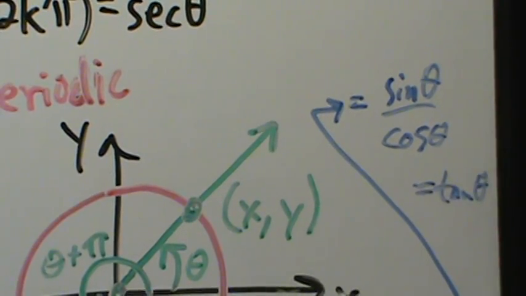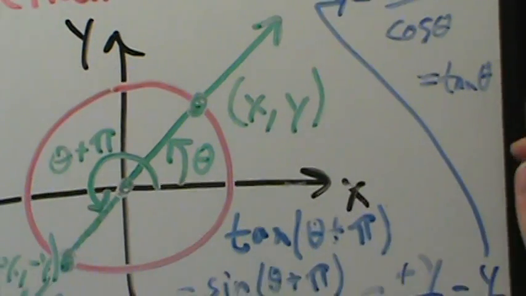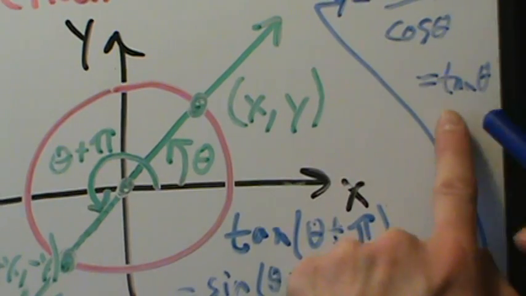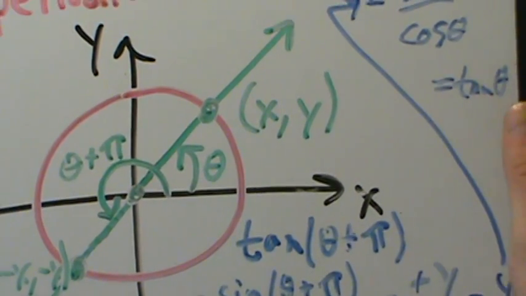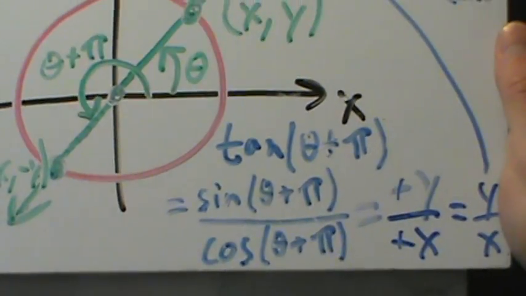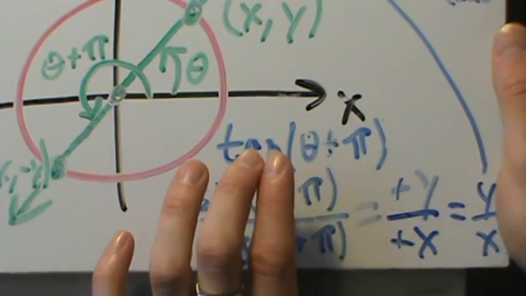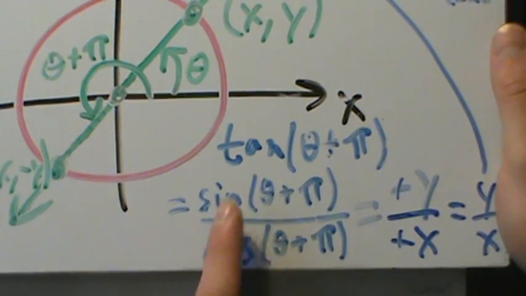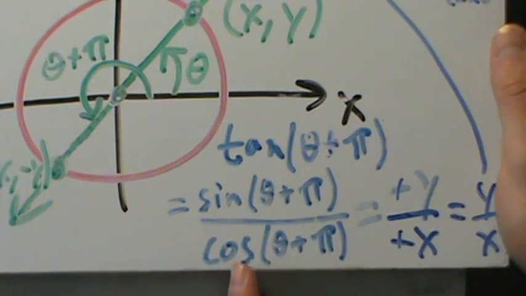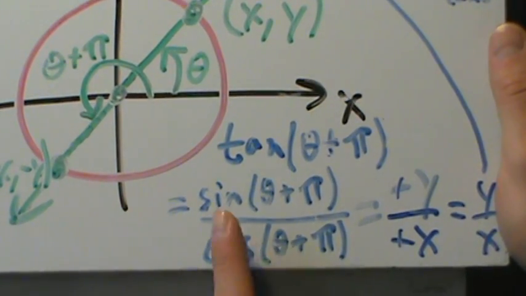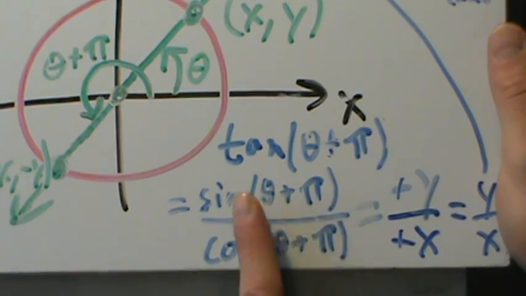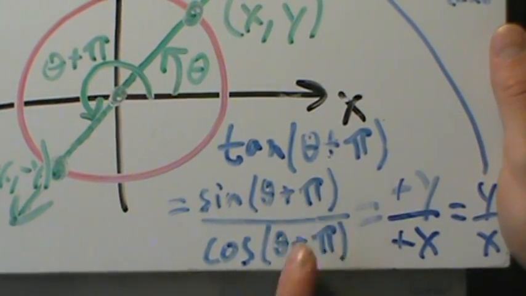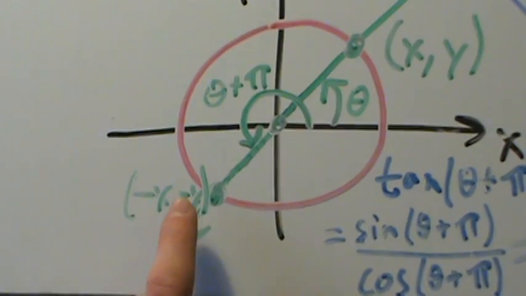Okay. So let's recap. What we've just shown is that the tangent of theta plus pi equals the tangent of theta. Tangent of theta plus pi, just by definition of tangent, or that quotient identity, is the sine of theta plus pi divided by the cosine of theta plus pi. What's the sine of theta plus pi? That's the y-coordinate where theta plus pi hits the unit circle. What is that y-coordinate? It's here, negative y.